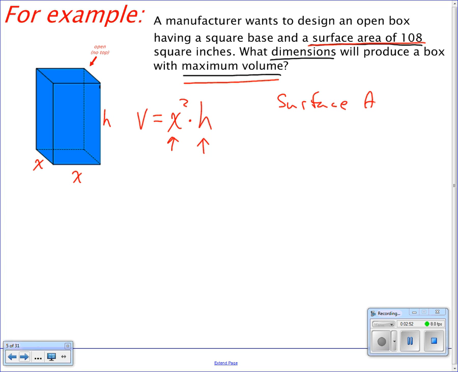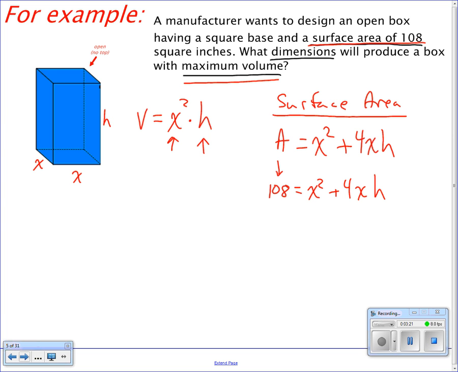So the surface area of this box, use A for surface area, is the area of the base, which is x squared, plus the four sides, all of which are x by h. So 4 times xh is the area of all four sides together. So that's the total surface area. And we know that the area is in fact 108. So if I substitute 108 for A, I get x squared plus 4xh. So my goal now is going to be to eliminate one of the variables. I'm going to choose to eliminate h, which means I'm going to solve this for h.